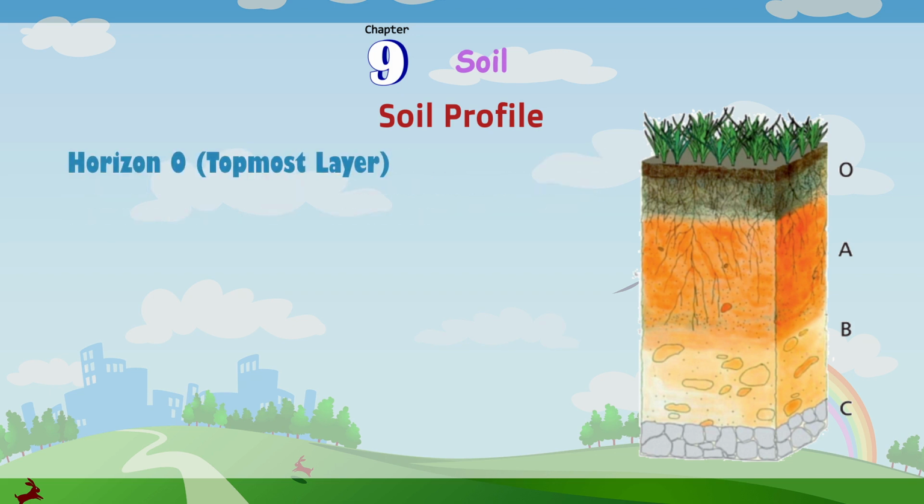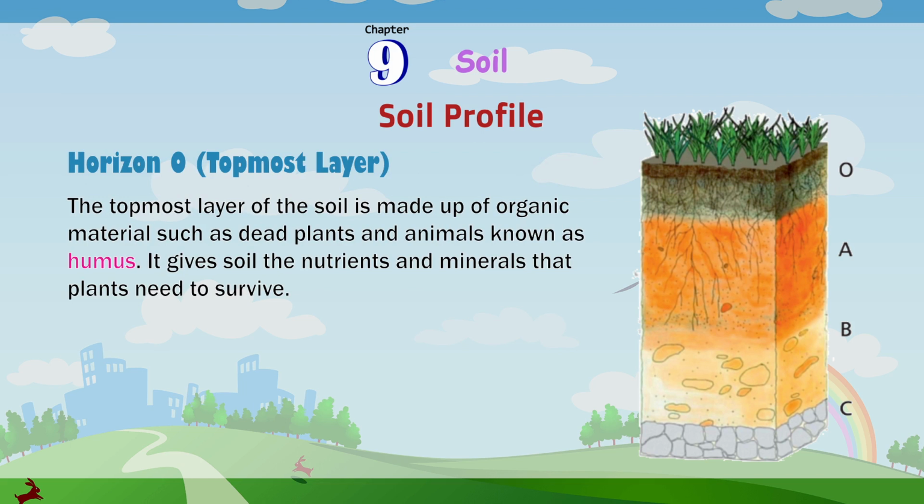Horizon O, topmost layer. The topmost layer of the soil is made up of organic material such as dead plants and animals known as humus. It gives soil the nutrients and minerals that plants need to survive.